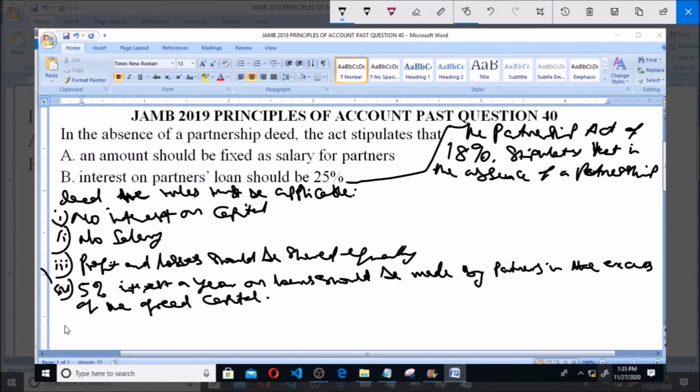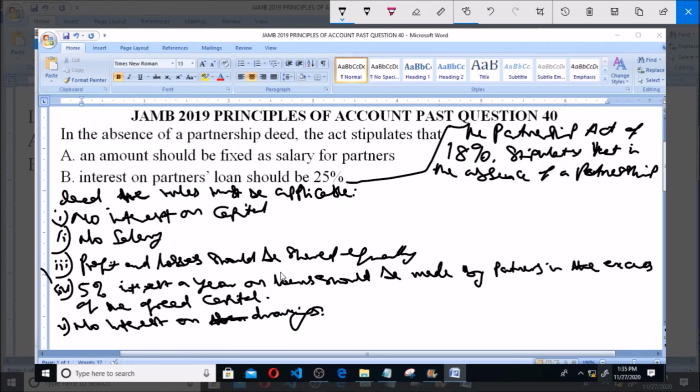And number 5, no interest on drawings, not loans. No interest on drawings.